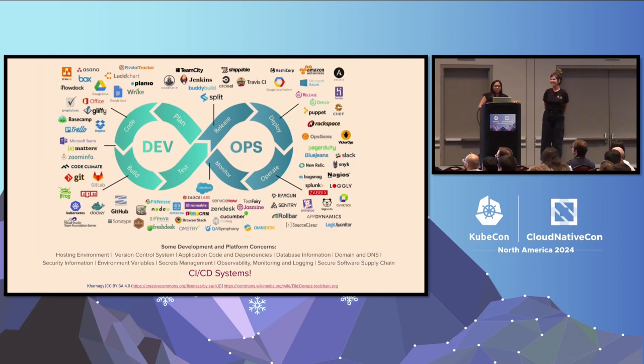But we just kind of wanted to highlight that there are a lot of considerations when you're looking at deploying your application. Everything from your hosting environment through what your version control system is going to be, how to manage your dependencies, things like your database, your security, secure software supply chain, how you're managing your secrets, and so on. And then, of course, your CI/CD systems, which is what we'll be largely focusing on today.